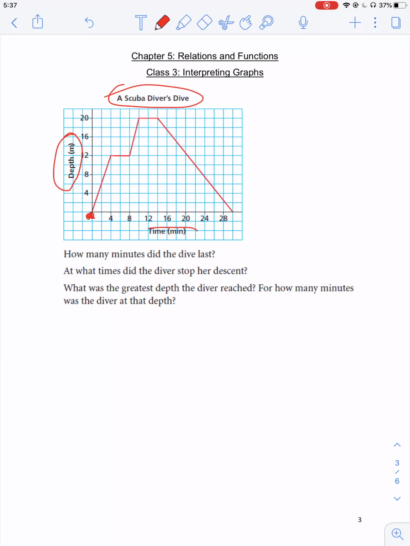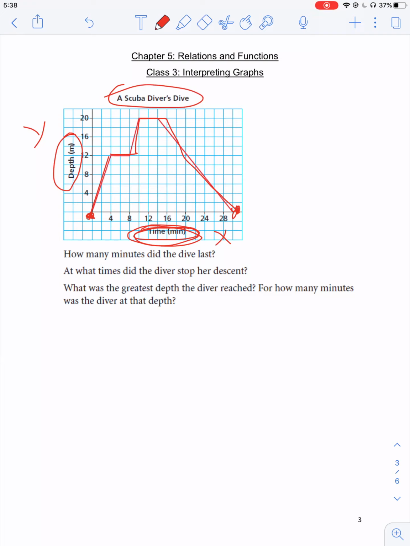And then this tells you the time. So this is your independent variable, your x, and this is your dependent variable, right? As the time changes, the depth of the diver changes. So first question, how many minutes did the dive last? Well, he started from here, and went here, here, here, here, and then finally he came back up over here.